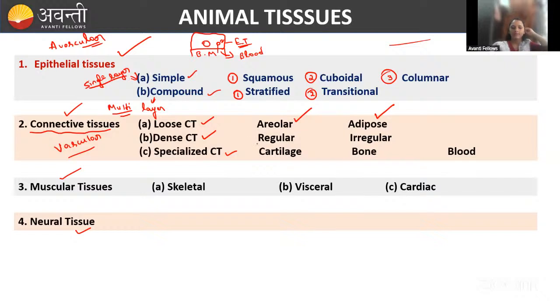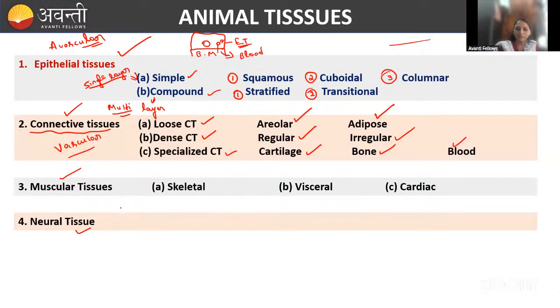Then coming to the dense connective tissue, here the tissues are densely packed, tightly packed. And here there are two types: one is regular and another one is irregular. Then coming to the specialized connective tissue, these are very special. The tissues that come here are cartilage, bone, and blood.